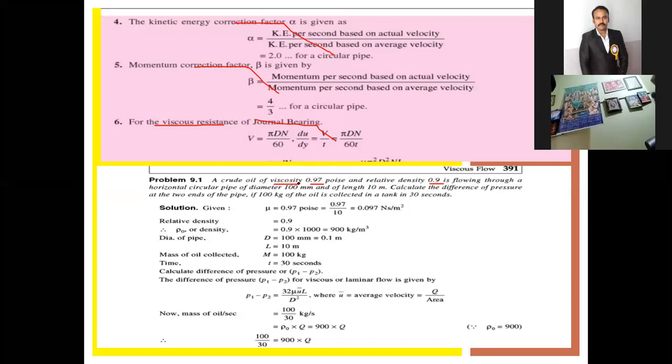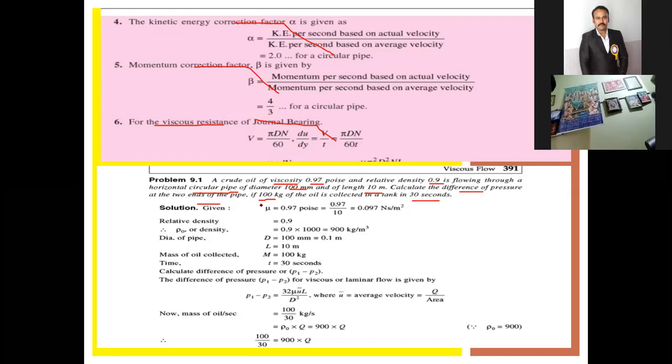Next, the oil of viscosity 0.975 and density 0.9 is flowing through a horizontal circular pipe. The diameter is 100 mm and the length is 10 meters. Calculate the difference of pressure at the two ends of the pipe. So what did he directly give you? He asked to find the pressure difference. Then if 100 kg of oil is collected in the tank in 30 seconds, right?